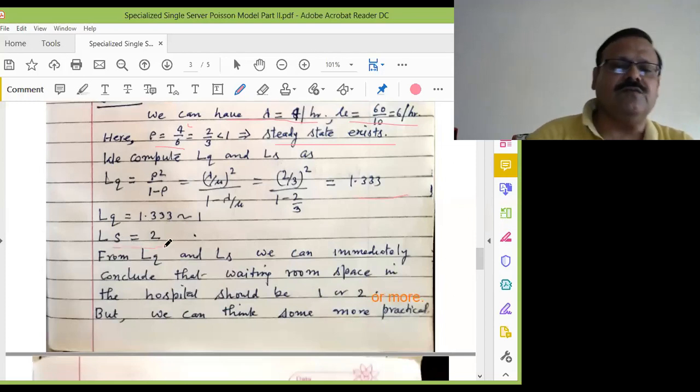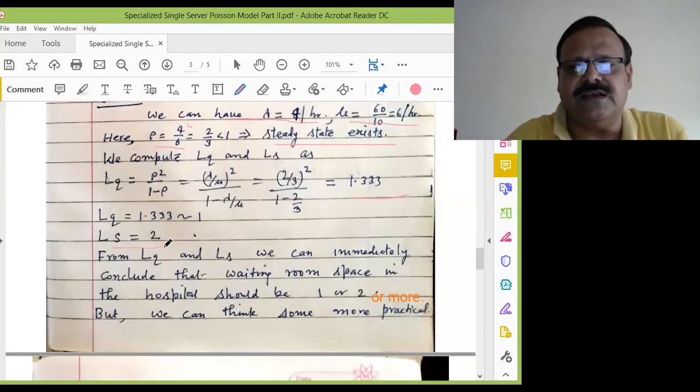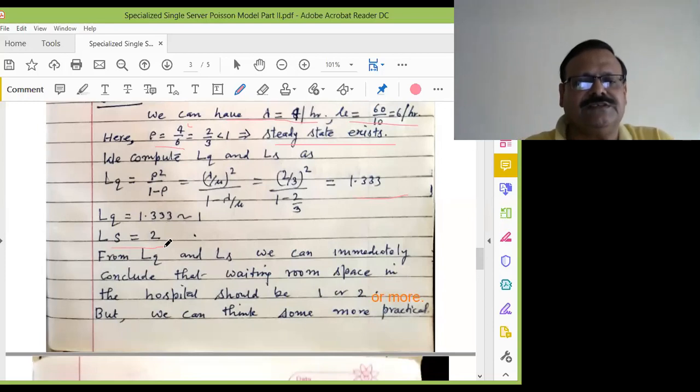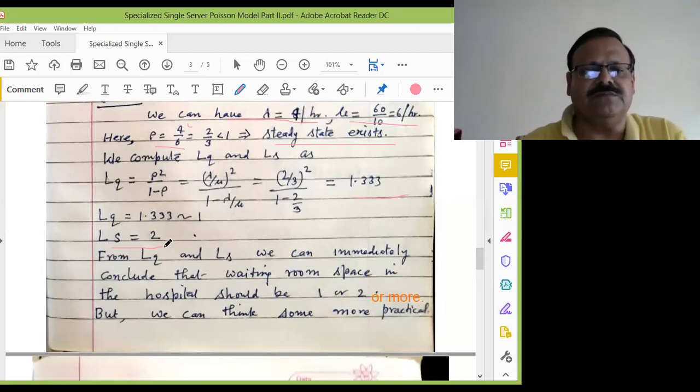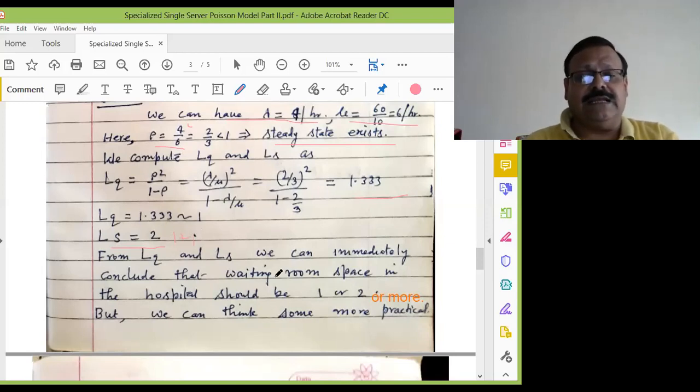LQ by the formula comes out 1.33, and similarly LS comes out 2. Since only one server is here, we add one for the person being serviced, so 1 plus 1. This is 1 plus 1.